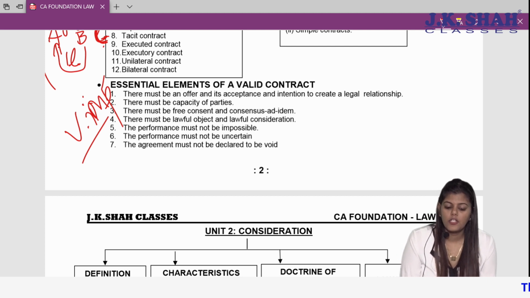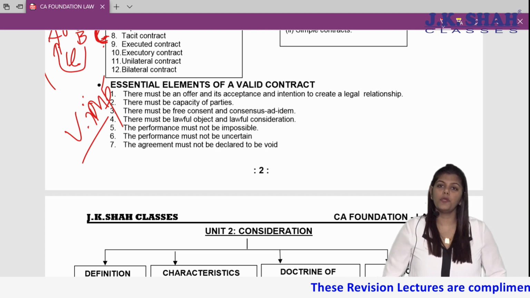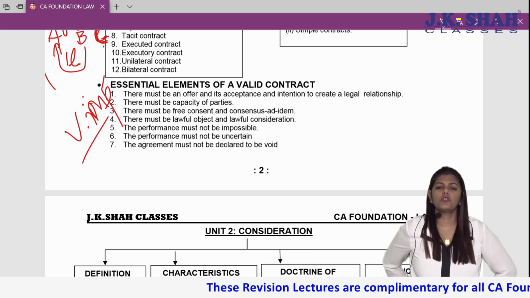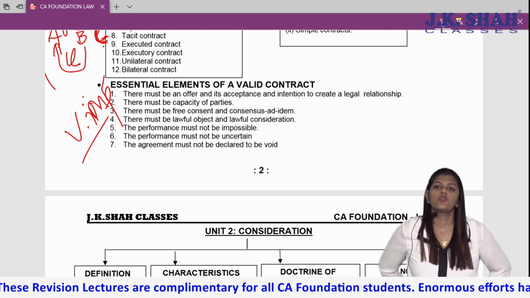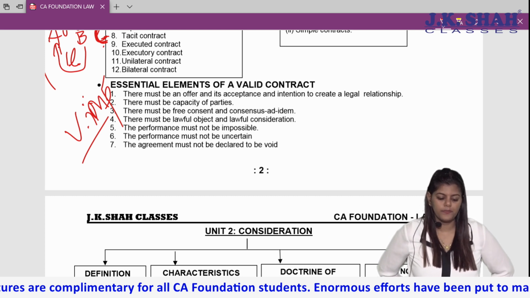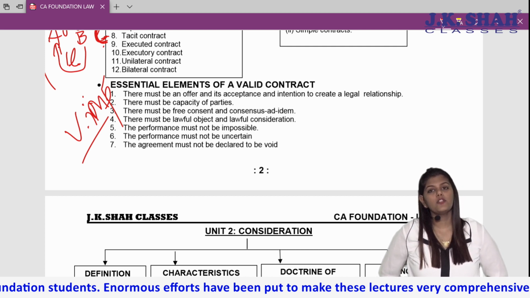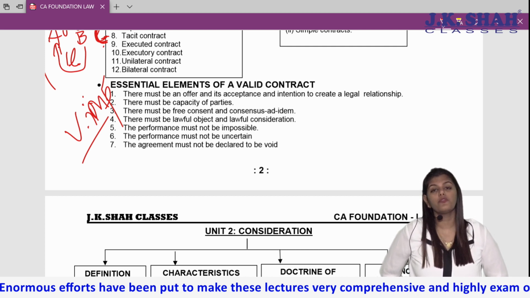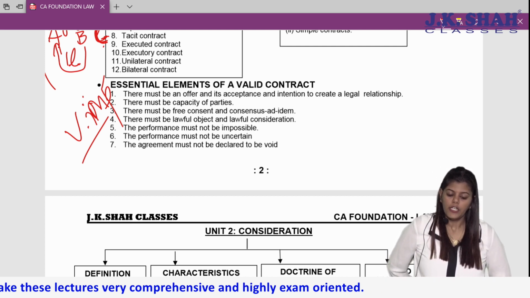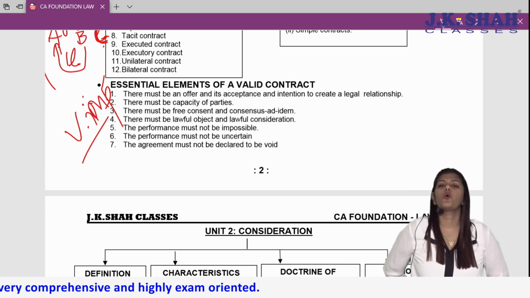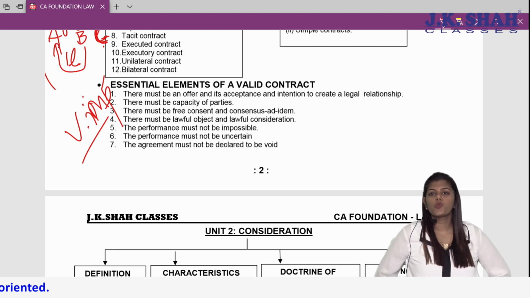Then next, there should be lawful object, the purpose should be lawful and the consideration should be lawful. What is consideration? Something in return, whatever you receive in a contract is consideration. So lawful object and lawful consideration. Your performance should not be impossible. A tells B, I'll give you 10,000, get me a star from the sky. This is utter rubbish, so this is not a valid contract. It should not be uncertain, so your particular term should be specific. And it should not be declared as void.